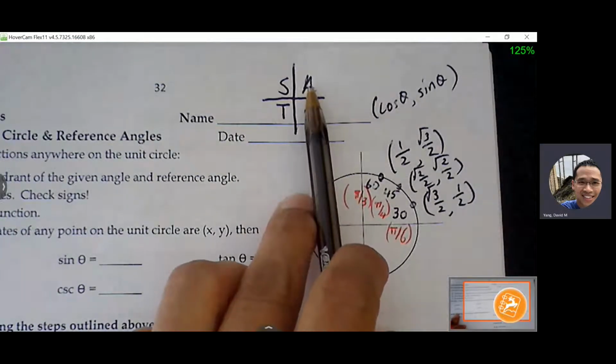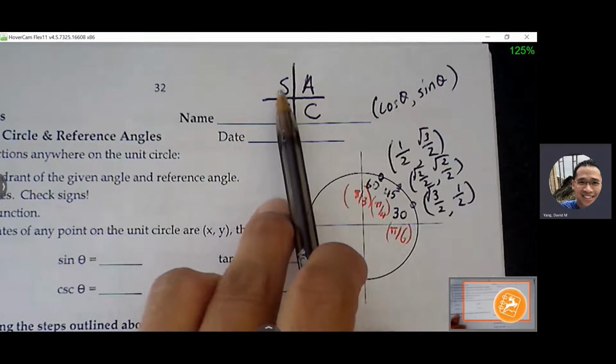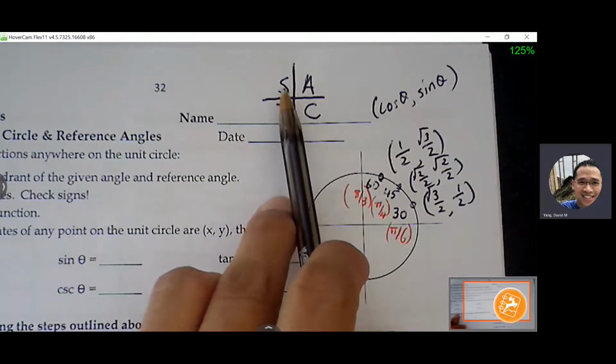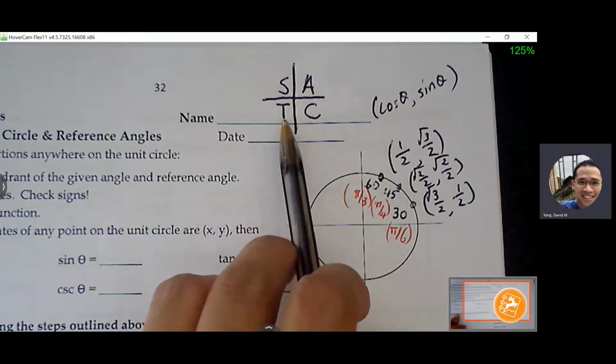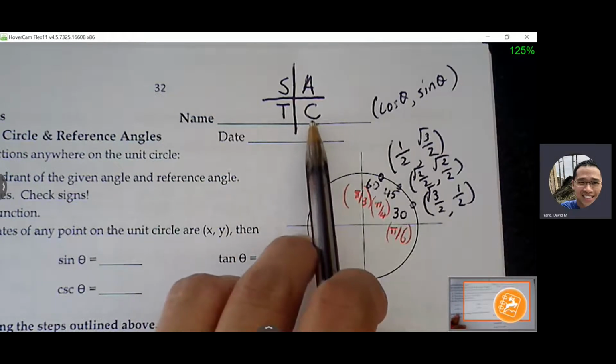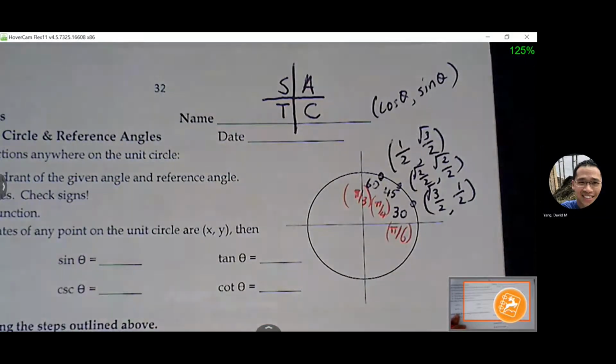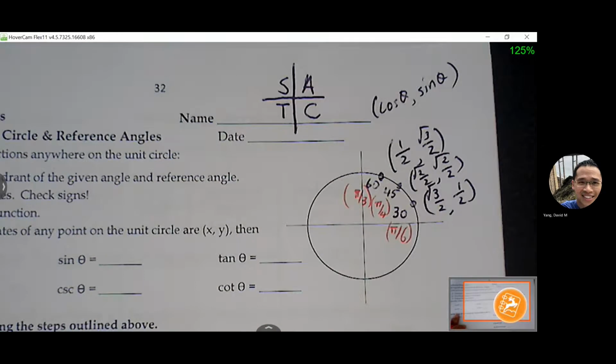Everything is positive in the first quadrant. Only sine and cosecant are positive in the second quadrant. Only tangent and cotangent are positive in the third quadrant. And only cosine and secant are positive in the fourth quadrant.